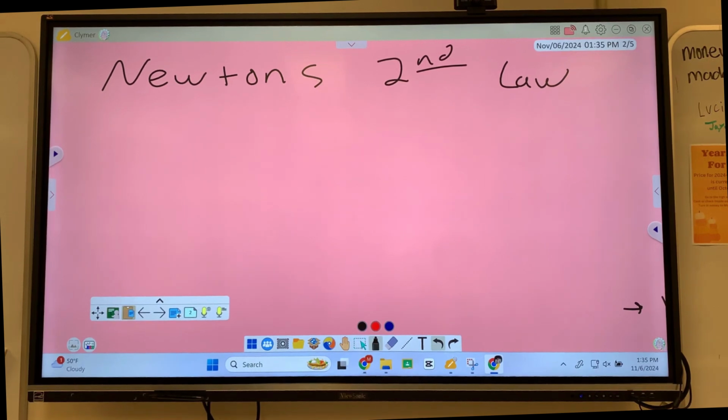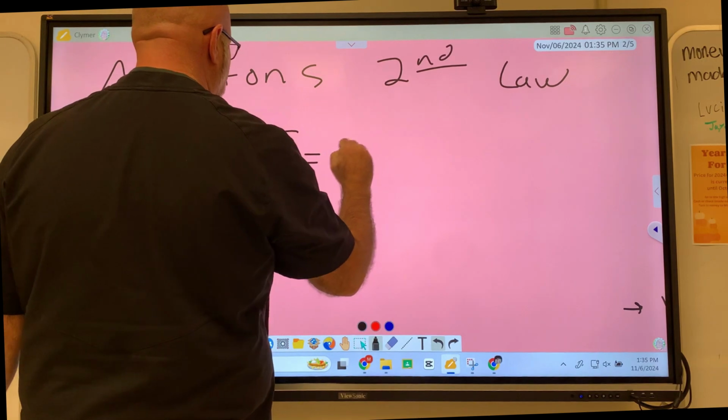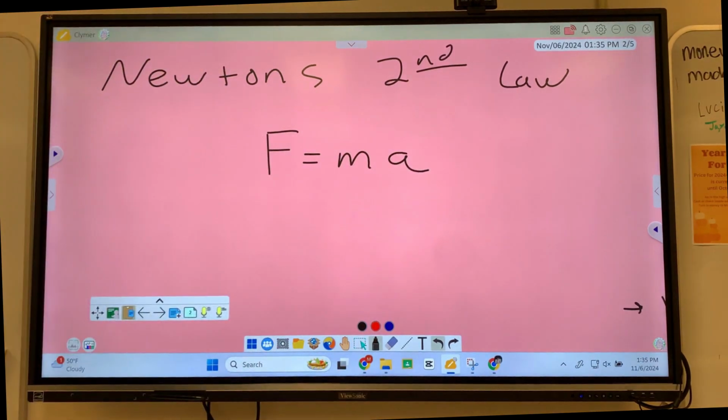So why did that happen? Same amount of force, right? Same bend on the ruler. But what happened when the car got a lot lighter? It moved. Away it went. So Newton's second law, this will be a core formula going forward in physics.